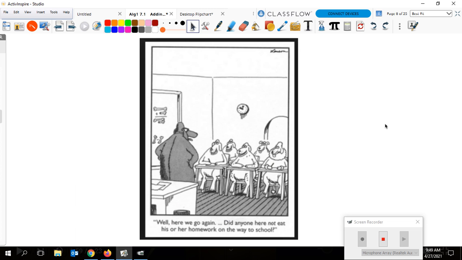So here's our Far Side, in a classroom. "Well, here we go again. Did anyone here not eat his or her homework on the way to school?" The whole class is full of dogs. Obviously, they always use the excuse, the dog ate my homework. All right, let's go on. That's a great cartoon. I love that one.